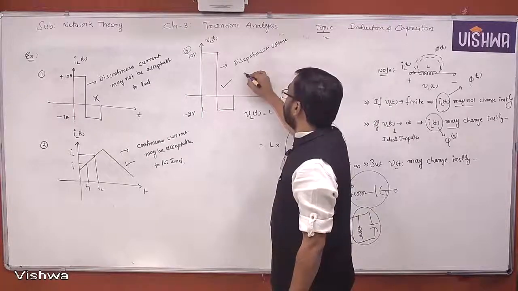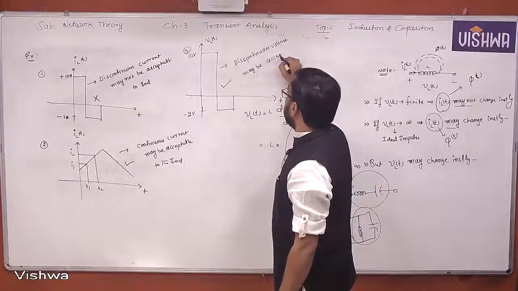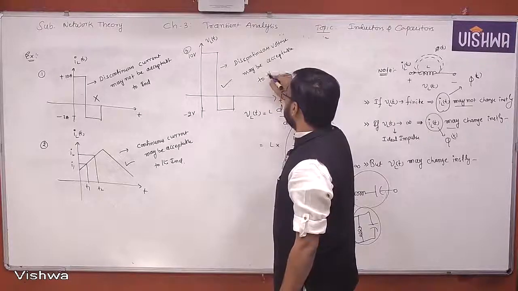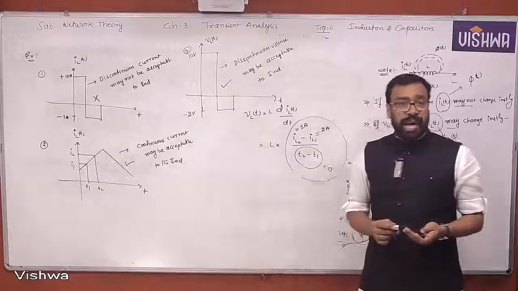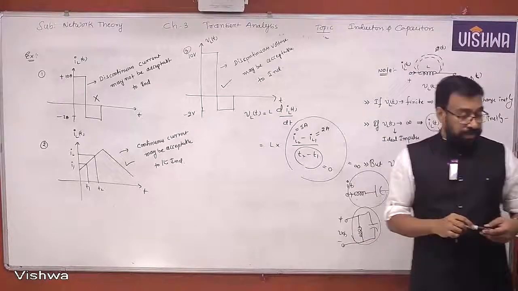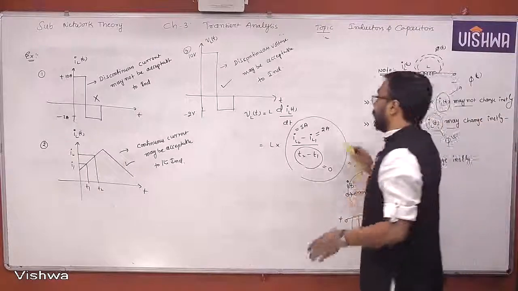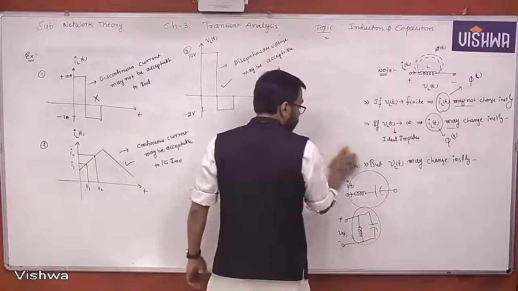Discontinuous voltage may be acceptable to the inductor because it may change instantaneously, therefore it may be acceptable to the inductor. These are all very, very important points and important examples.